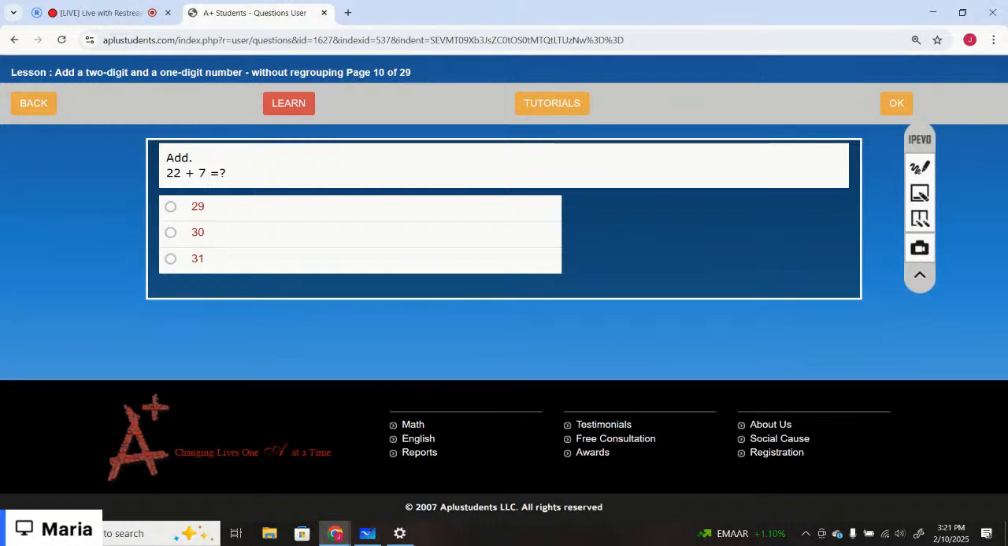Twenty-two plus 7, which is the correct option? That is 29. Option number 1 is the correct option.